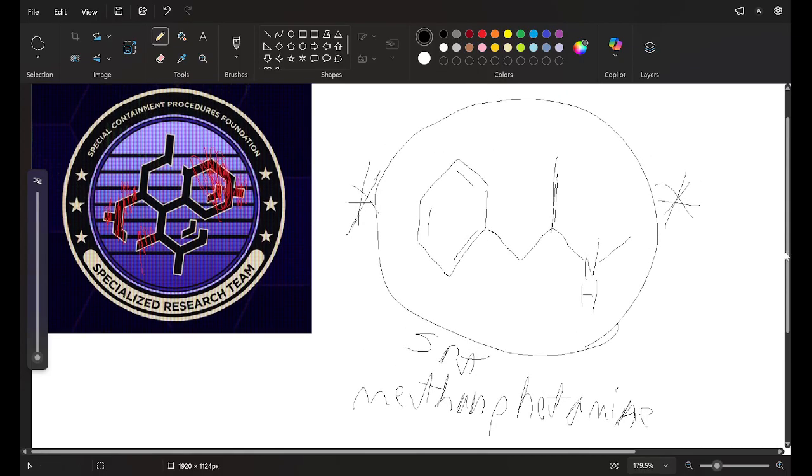Oh, this molecule is perfect. This methamphetamine molecule perfectly summarizes what SRT is all about. It's not too complicated, but it goes in depth. Truly amazing, guys. Truly amazing.